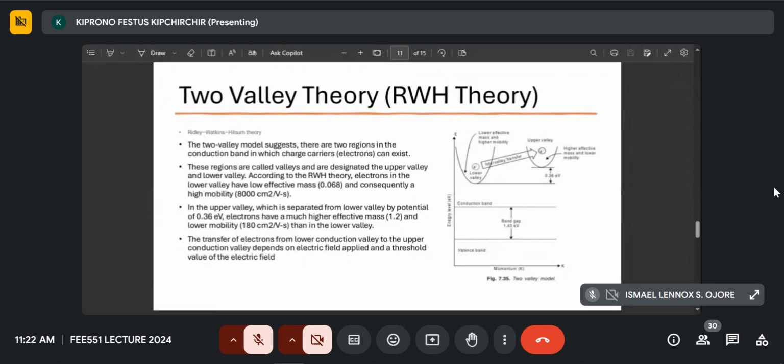So if you can see, that difference is actually significant. And obviously, with the high effective mass comes the lower mobility. That's like the 180 centimeters.